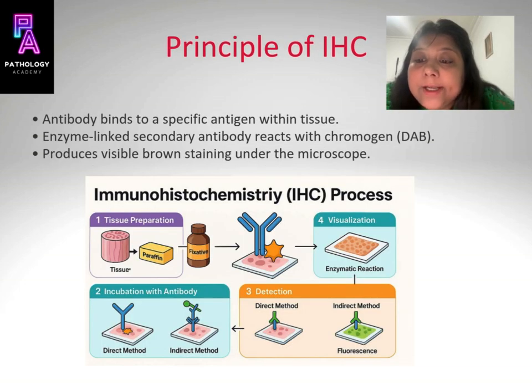The principle of IHC is simple yet powerful. An antibody binds to its specific antigen in the tissue. A secondary antibody linked to an enzyme like peroxidase reacts with a chromogen such as DAB, forming a visible brown precipitate under the microscope.